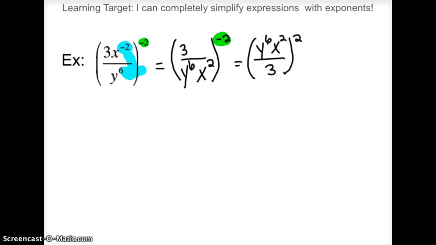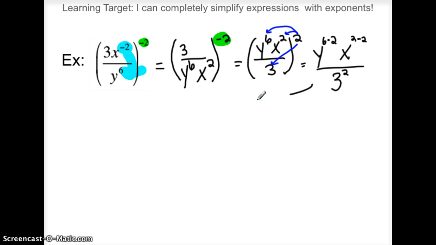Awesome. What we're going to do next is distribute this power of 2. Make sure it gets to each thing, the x, the y, and the 3. And remember, when we have a power to another power, multiply them. So 2 times 2. And then on the bottom, remember, it's not 3 times 2, it's 3 squared. So I'll write it out for you in the next step.